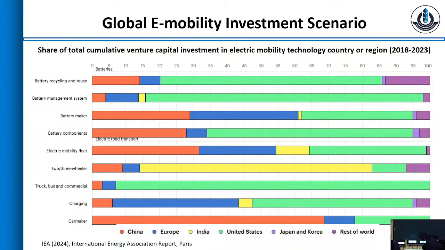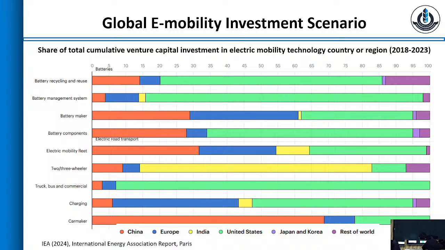Now let's look at this. These are some additional statistics that we want to look at to get an idea about the trend. What we are seeing here is the investment happening: in which sector are venture capitalists investing in the future, or what kind of technology. In e-mobility, these are different components associated with the battery propulsion system in an electric vehicle. And these colors are basically different countries.